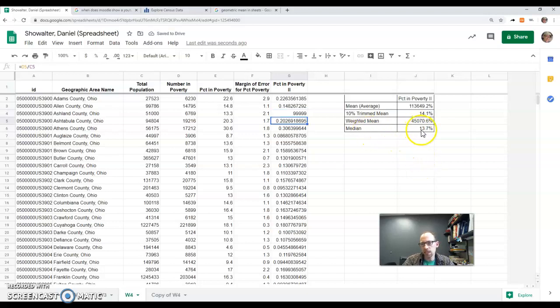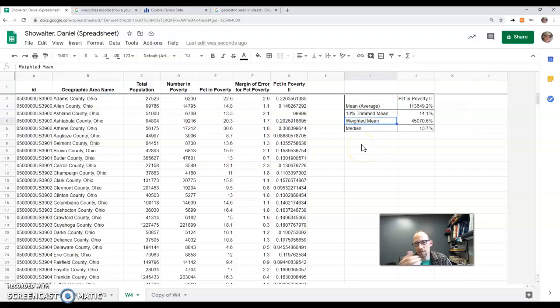Notice that the median and the trimmed mean remain calm. They pretty much remain what they were, whereas the actual mean, the arithmetic mean, and the weighted mean both jump up. This is because these two statistics are what we call resistant statistics. In other words, they can resist these extreme outliers very nicely. They're very stable. Whereas the average and the weighted mean cannot do that.